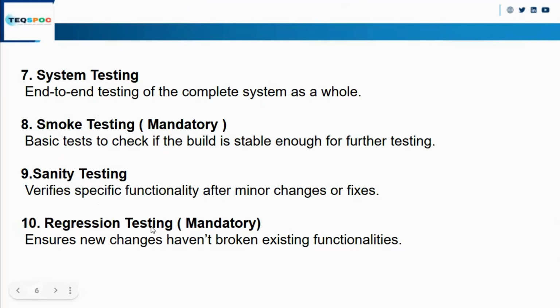Then sanity testing. What happens in sanity testing is that it verifies a specific functionality after a minor change or fix. Means somebody has reported a bug, now you have worked upon the bug and made the correction. After doing the correction, they will check whether some minor change, or some other bug or risk, has been introduced to the software or not. Okay, that thing is basically done in sanity testing.